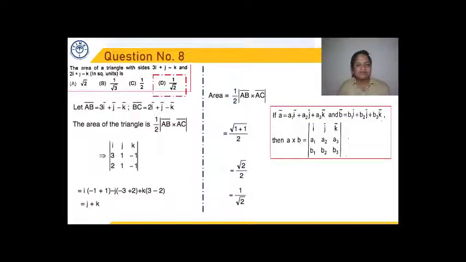Side vectors are given. We simply take their cross product, then take their modulus, divide by 2. We get the area of the triangle. Option given as option D. Yes, straight away, a theory based question.